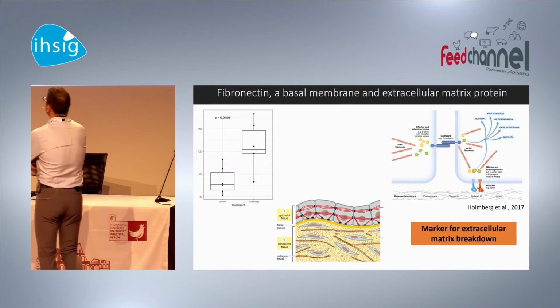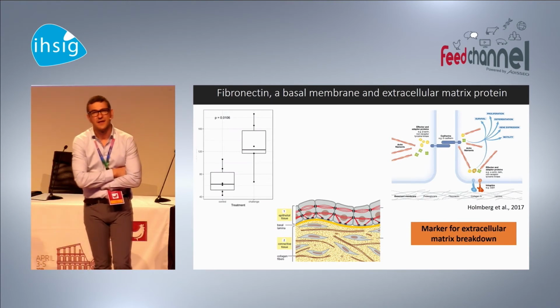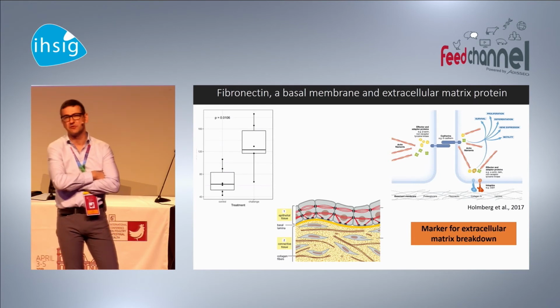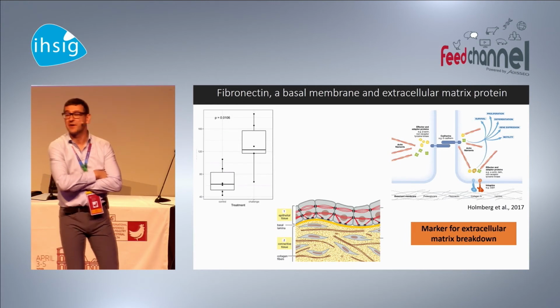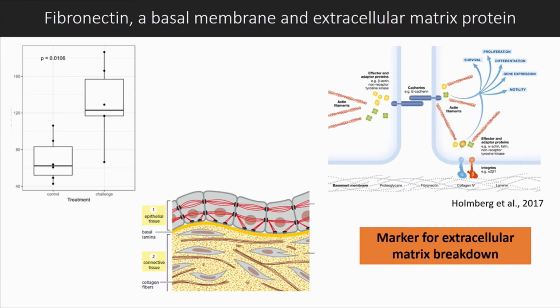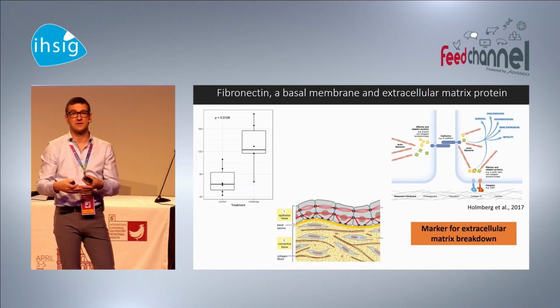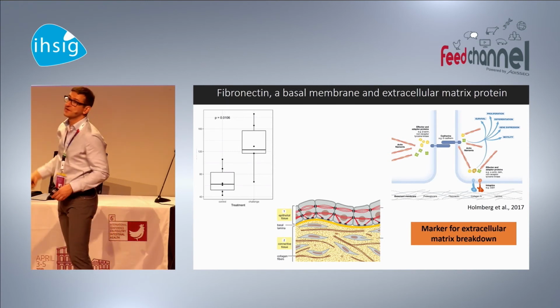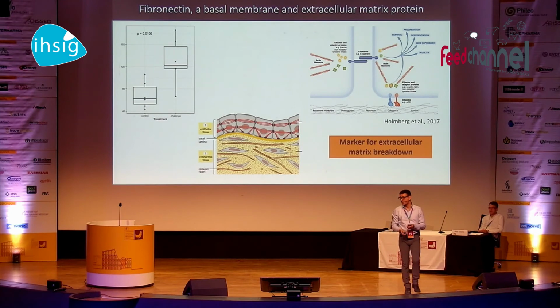I have two other examples before I close. This is fibronectin. It's a molecule that is found in the basal membrane, in the extracellular matrix. And it also makes sense because you find it much more abundant in colonic content of challenged animals. Of course, that's because you have some kind of gut damage, okay? If you have gut damage, this compound will be released into the intestinal lumen because it's part of the basal membrane to which all the epithelial cells are connected, okay? If epithelial cells are dying, these extracellular matrix components and basal membrane components will be released into the intestinal content, and you can also measure this.